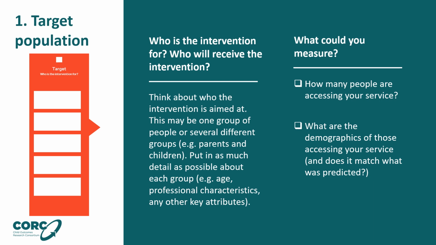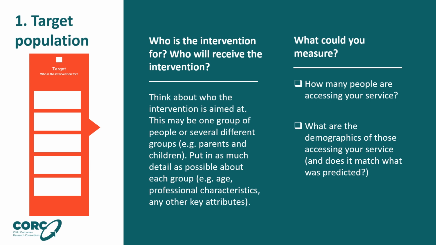The first section of the logic model is focusing on your target population. So here we want to think about who the intervention is aimed at, and this might be one group of people or several different groups. Is it parents who need to attend with their children, or do children need to attend on their own? Put in as much detail as possible about each of those groups, for example, age, ethnicity, gender, or any other key attributes, such as young carers or care leavers.